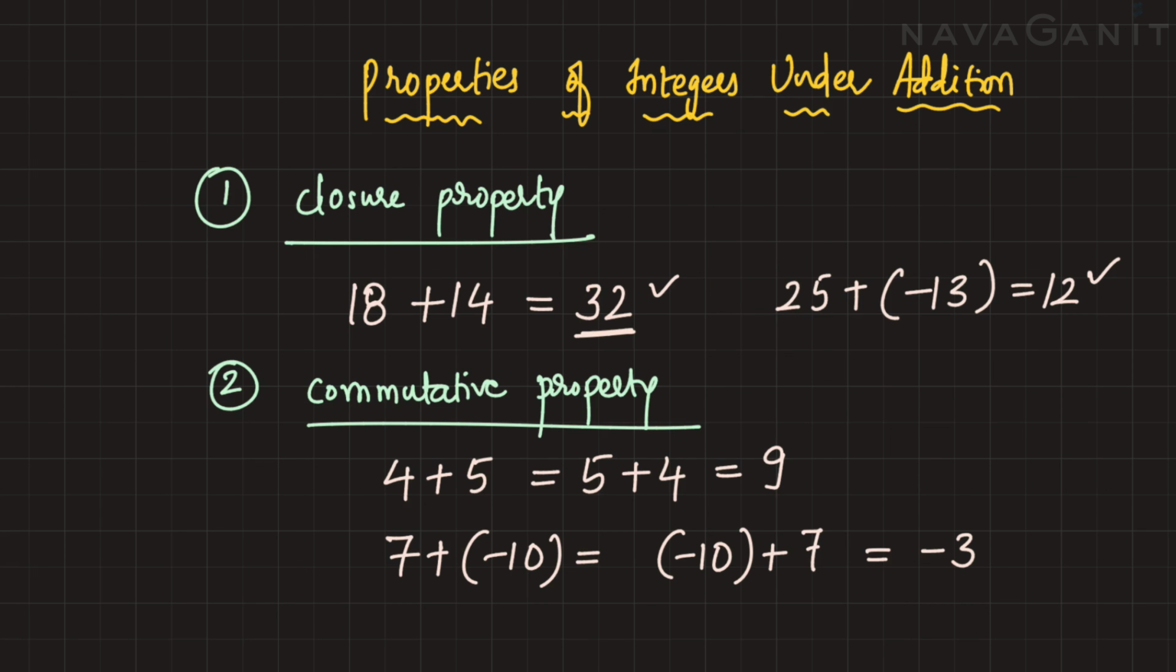Now in this case, note that subtraction is not commutative. What do you mean? 2 minus 4 is not the same as 4 minus 2. So subtraction is not commutative.